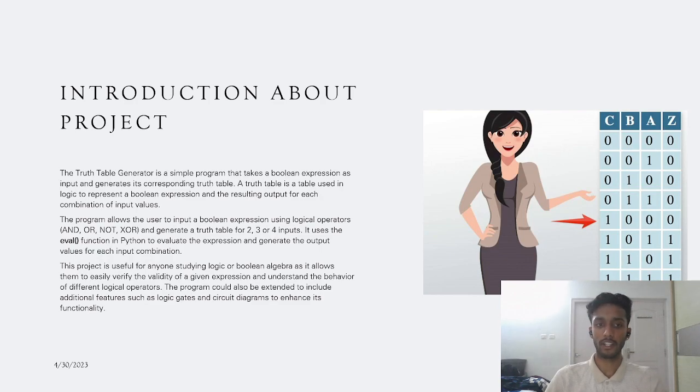The truth table generator is a simple program that takes a Boolean expression as input and generates its corresponding truth table. A truth table is a table used in logic to represent a Boolean expression and resulting output for each combination of input values. This project is useful for anyone studying logic or Boolean algebra as it allows them to easily verify the validity of a given expression and understand the behavior of different logical operators.